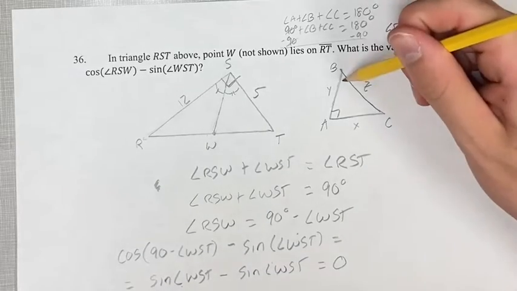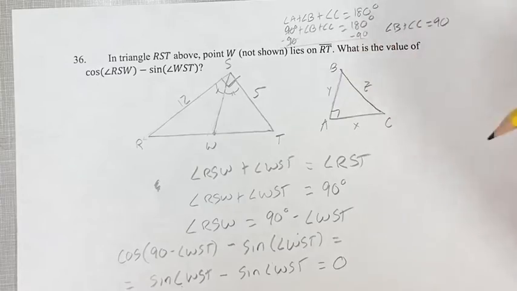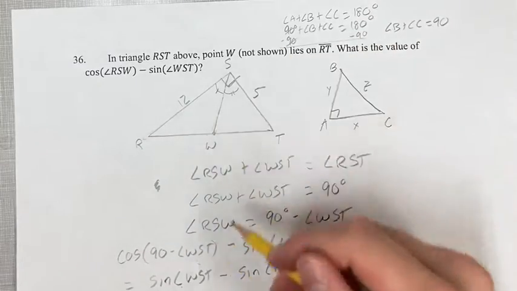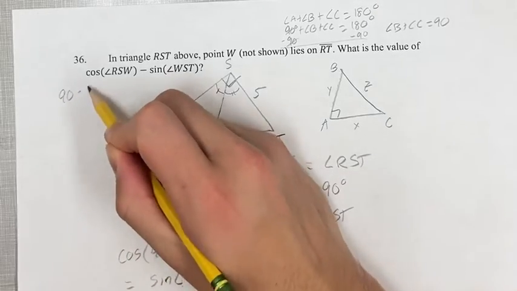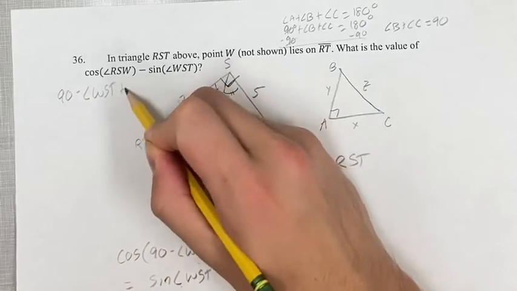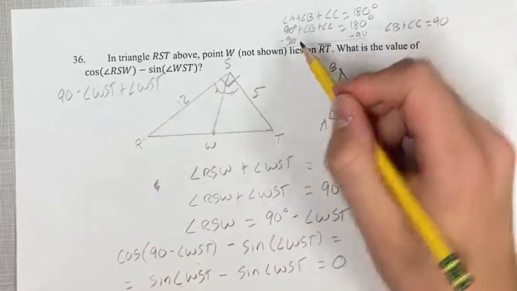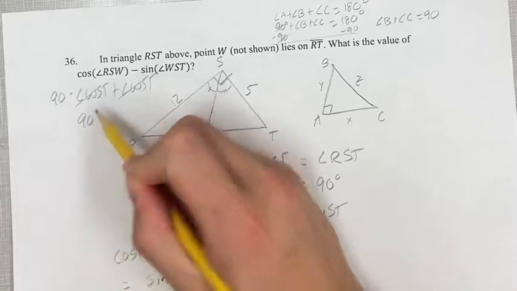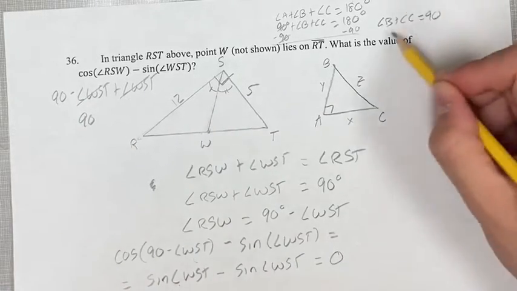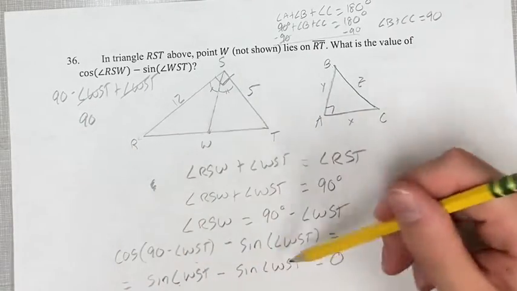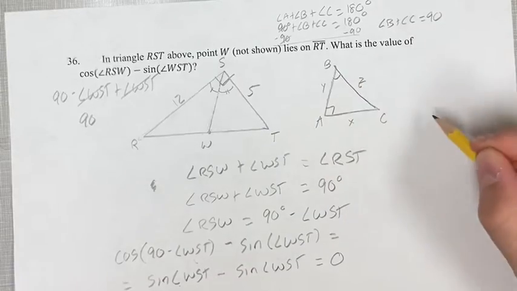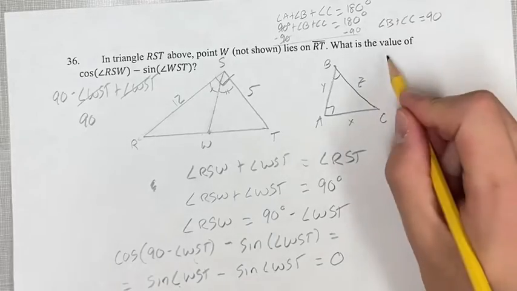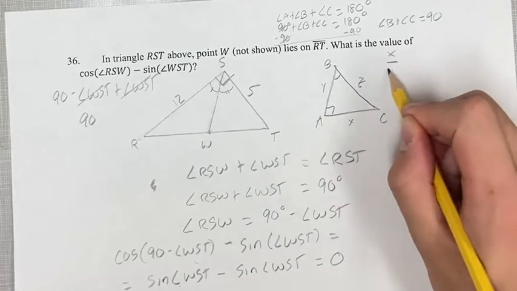So these two angles add up to 90 degrees in the same way that 90 minus angle WST and angle WST add up to 90 degrees. 90 minus angle WST plus angle WST, well, this minus version plus the positive version cancels out and you're just left with 90. And in this case, we're looking for the cosine of one and the sine of the other. So let's look for the sine of B. It is going to be the opposite side, which is X, divided by the hypotenuse, which is Z.